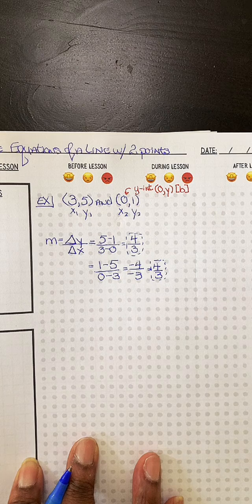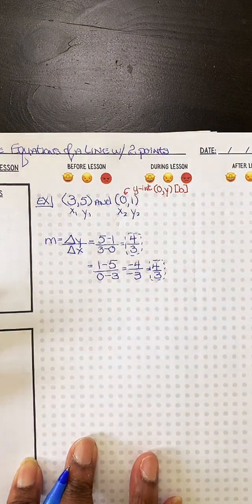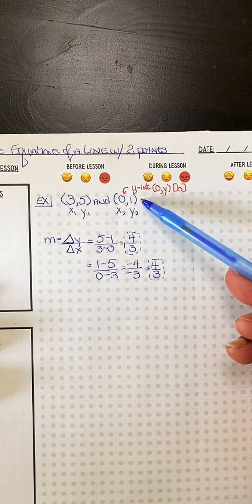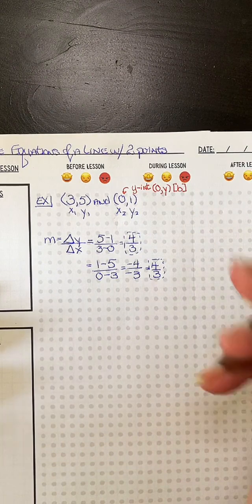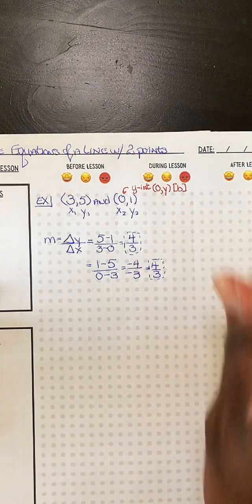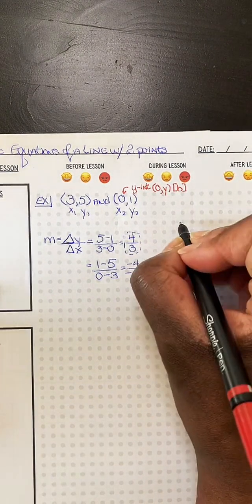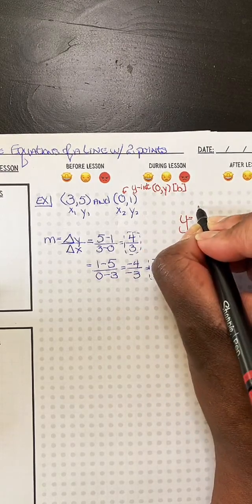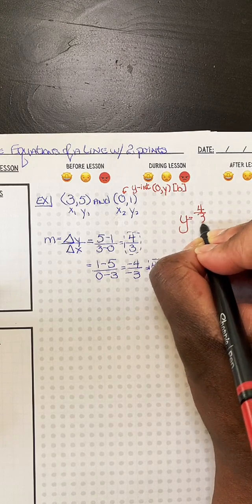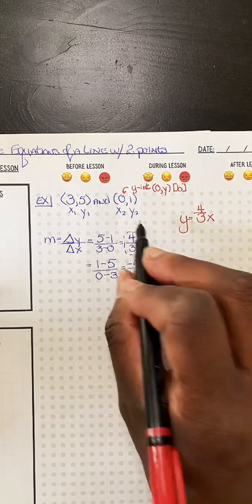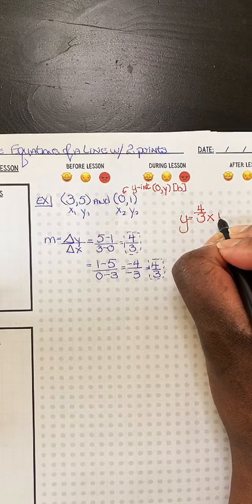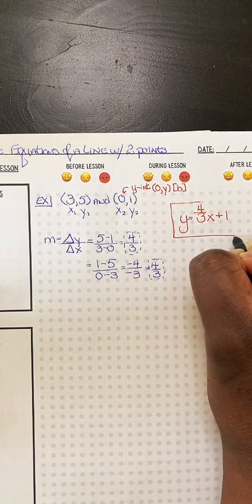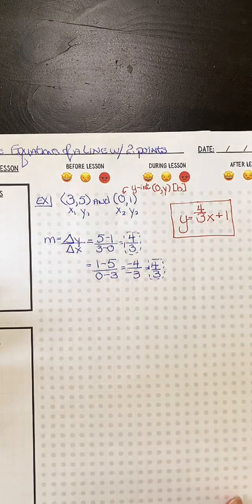All right, so now we have our m. We know our b because we're lucky enough they gave it to us. So now let's just write our equation. Our equation is going to be y equals my m, which is 4/3, x, and my b, which is a positive 1, because remember, it's a y-intercept.